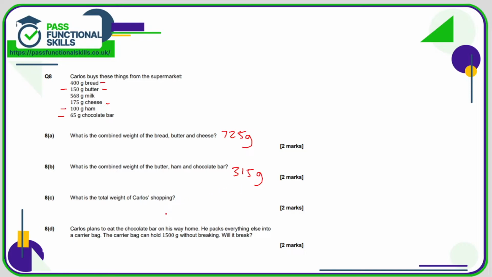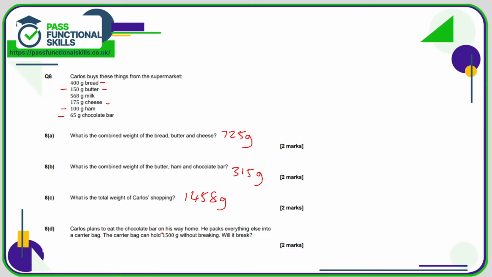What is the total weight of Carlos's shopping? Well, all we need to do is simply type all of these numbers into our calculator and we should get 1,458 grams. And for D, Carlos plans to eat the chocolate bar on his way home.